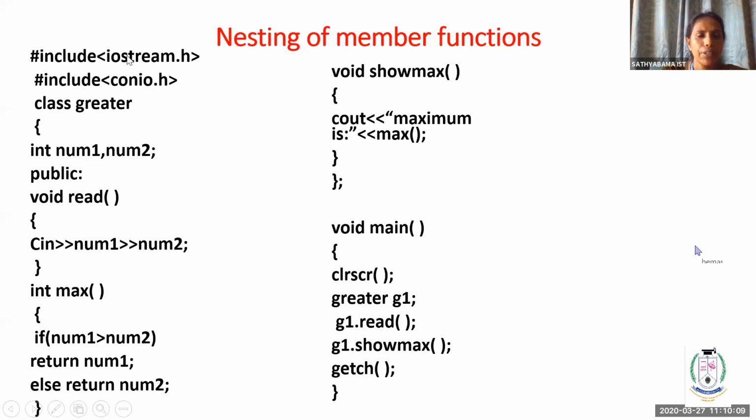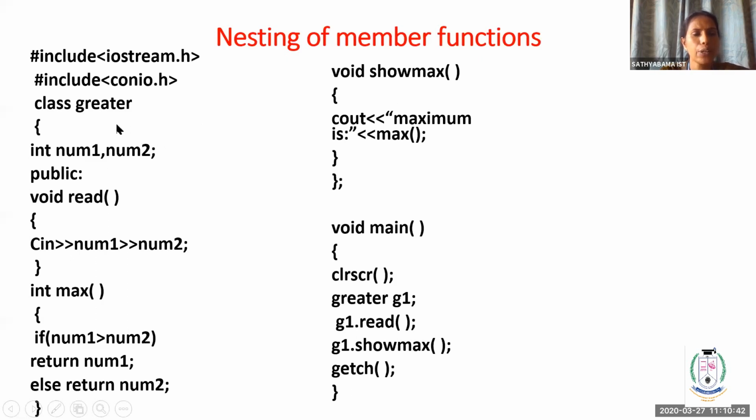Say for example, we are including the header file and we have started the class. Inside the class, we have two data members and both are private data members. See here, we don't give any access specifier, but by default, it will take num1 and num2 as private data members. Now under the public section, how many functions do we have? Read is one function, max is one function, and showMax is the third function. The three functions are here.